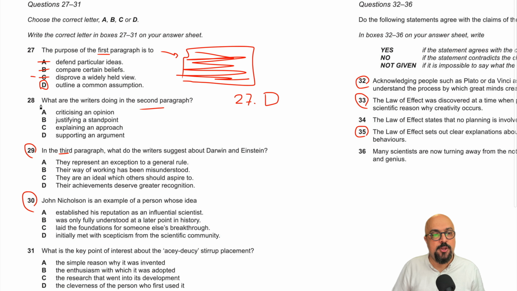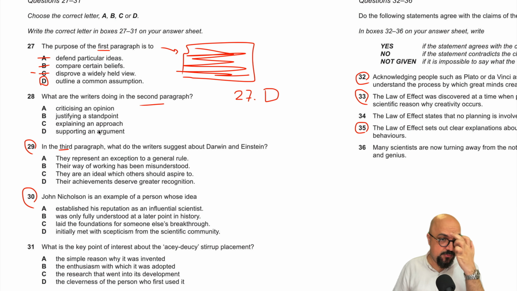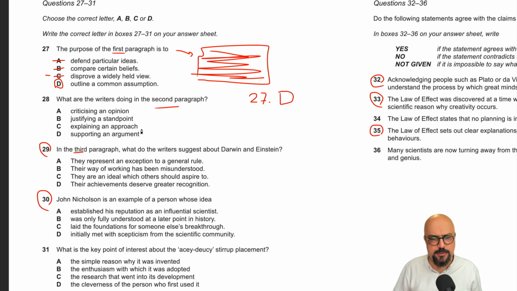Okay, now, what are the writers doing in the second paragraph? So the purpose of the second paragraph. Again, I'm not going to read the options at all, because that's going to make things more difficult, really. What are the writers doing in the second paragraph? Okay. Second paragraph. Where is it? Okay, let's go.